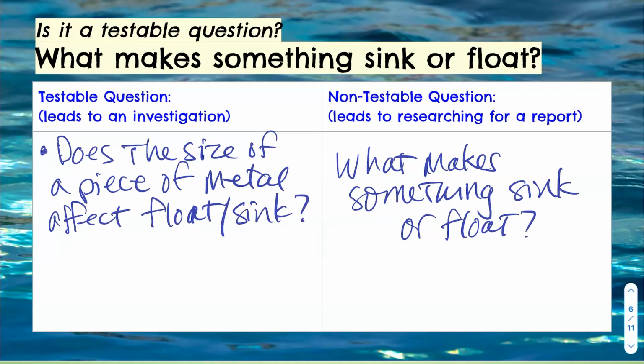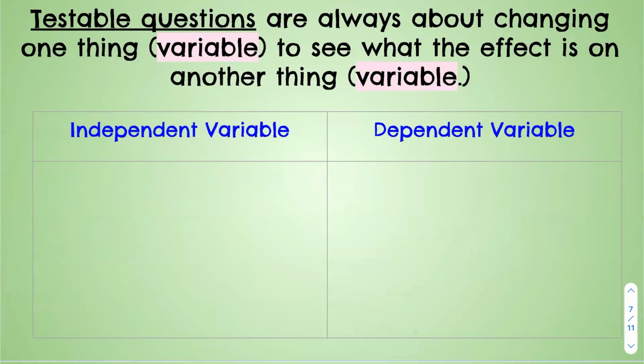Does the density of a piece of metal? Does the shape of a piece of metal? Again, we could go on and on. There are lots of ways to tweak the question to make it testable. Okay. So we said that testable questions are always about changing one thing to see what the effect is on another thing, and those things are variables. We're going to define two types of variables, independent and dependent.